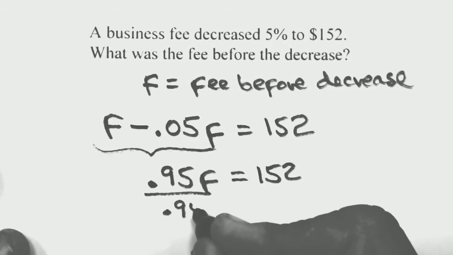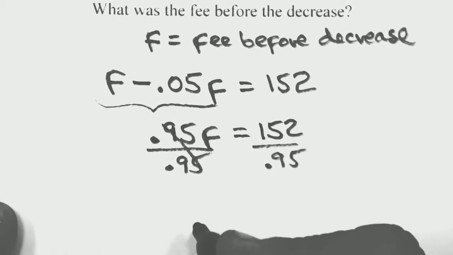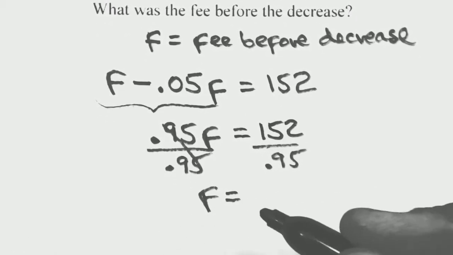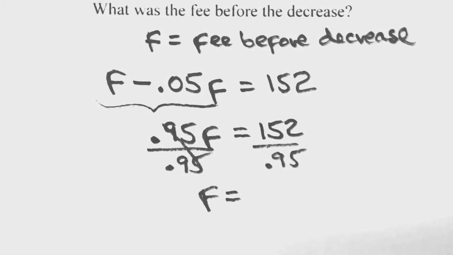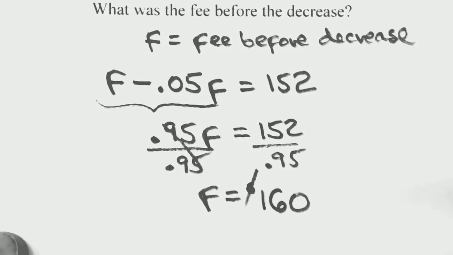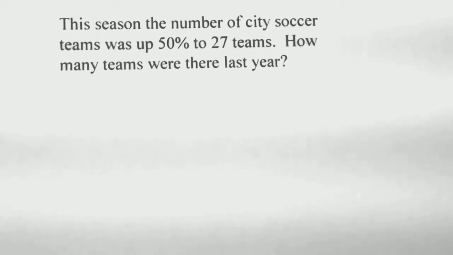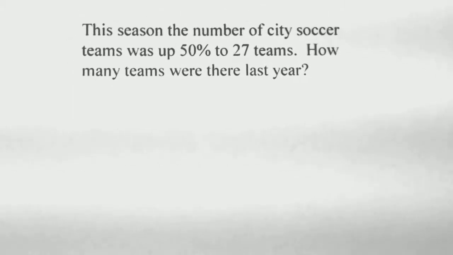right. So now divide both sides by 0.95, and we get the fee, the original amount of it here. Better be more than 152. So we get 152, and we divide that by 0.95. And what do we come up with? 160. So the original fee was $160. If you figure 5% of this and subtract it from this, you'll get the 152 that you're now paying. Okay, so percent increase and decrease problems follow the same thing here. Let's look at another example.